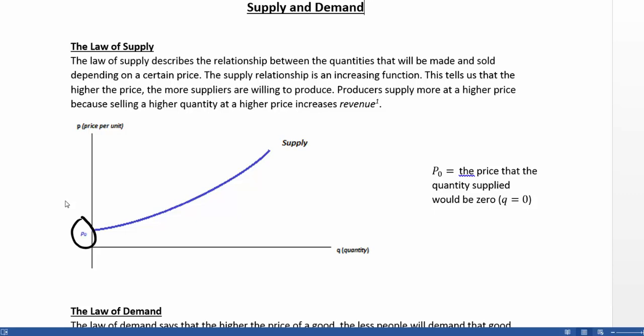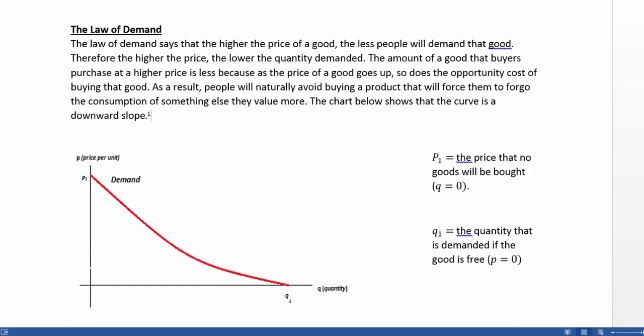So now let's talk about the law of demand. The law of demand, when we think about it, is thought of from the consumer side. So think about when you want to buy something. So the relationship for demand here is that the higher the price, the less we're going to demand. So as the price falls or goes down, people are willing to buy more quantity of that good.